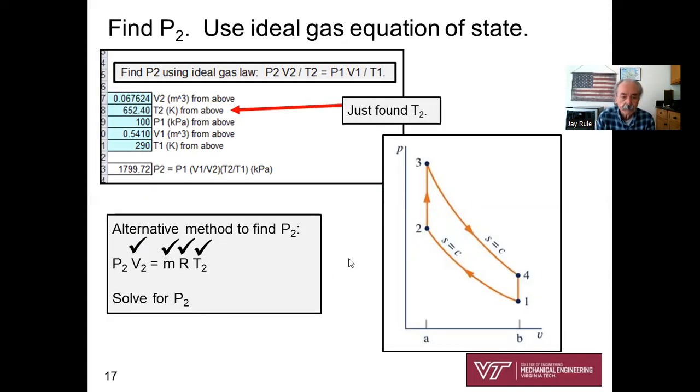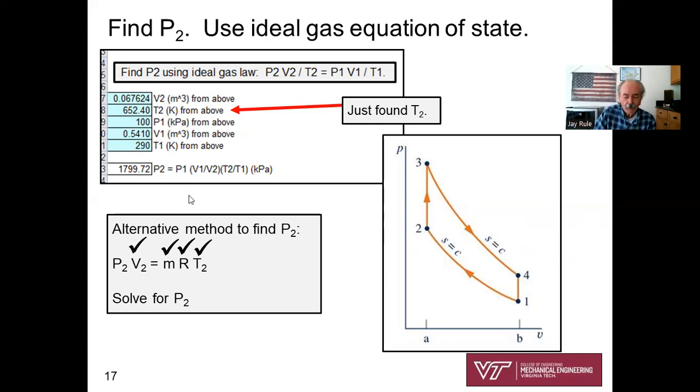Okay, we also found T2. So we can use the ideal gas equation of state to find P2. Now, in my Excel method, what I did was I remembered the jingle. P1 V1 over T1 equals P2 V2 over T2. So I wrote down the jingle and I studied on what do I have. Well, wow, I've got V2 and T2, and I've also got P1, V1, and T1. I've got 5 things out of 6, so I can solve for P2 is 1799.72.